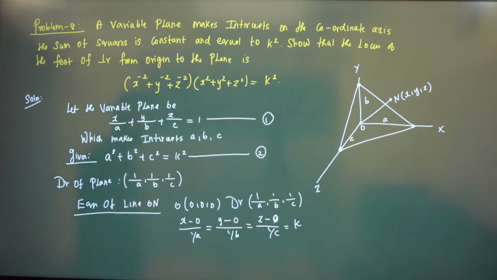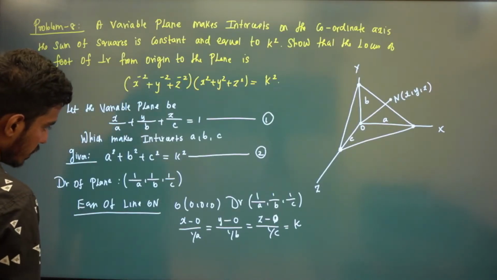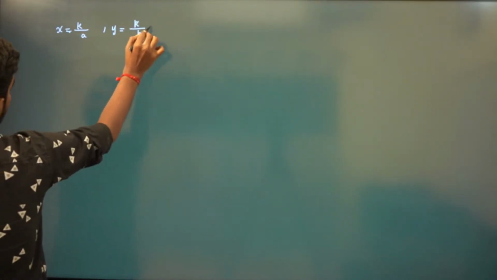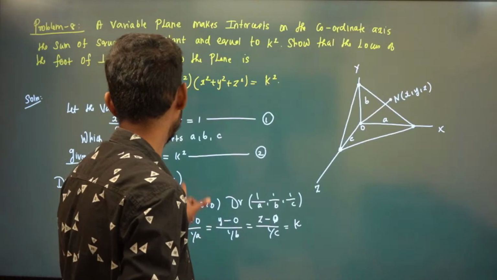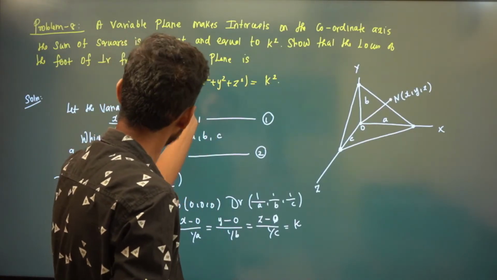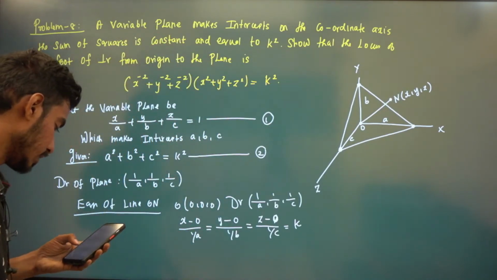So we have X is equal to K by A, Y is equal to K by B, Z is equal to K by C, right? So we need to show this, right? Okay, so let us find the value of this, we will multiply and we will show that it is equal to K square, right? Let us multiply this.